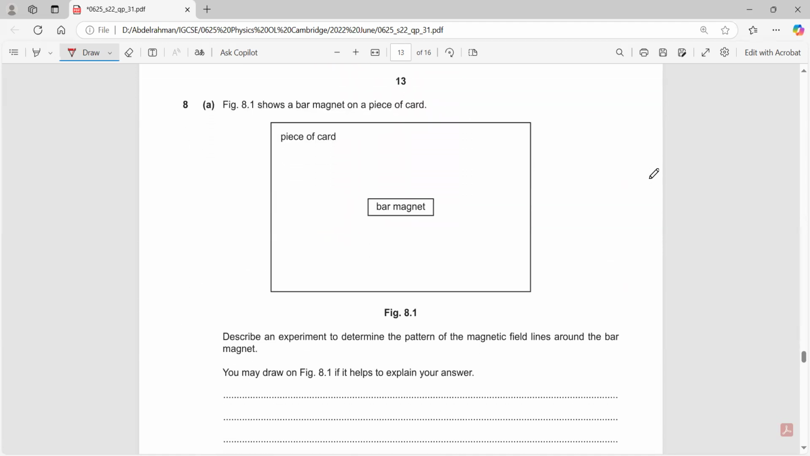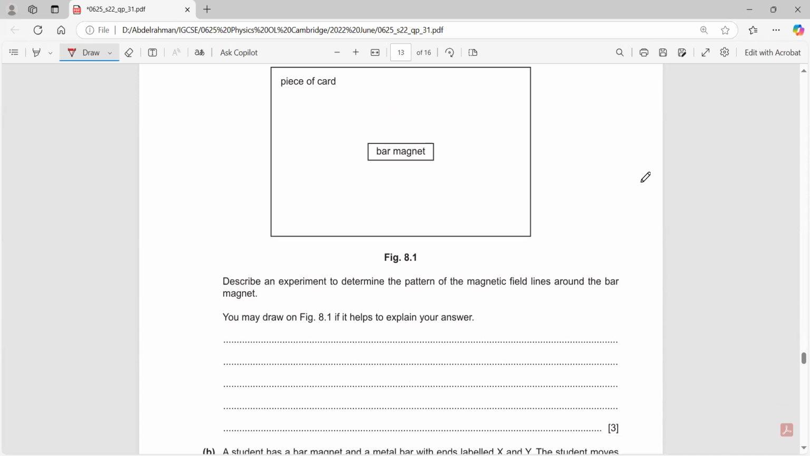Figure 8.1 shows a bar magnet and a piece of card. Describe an experiment to determine the pattern of the magnetic field lines around the magnet. You may draw. How can I find the direction of the magnetic field around this bar magnet? Yes, using compasses.